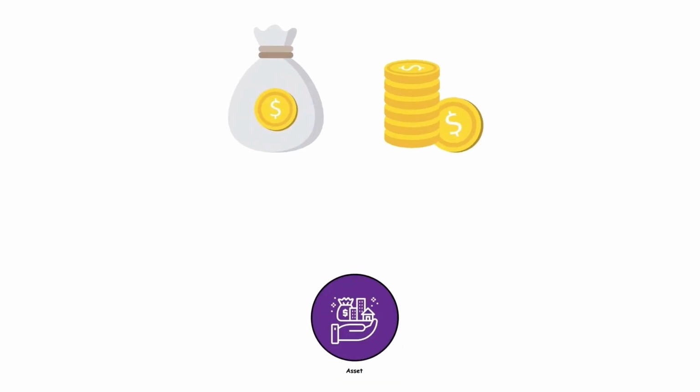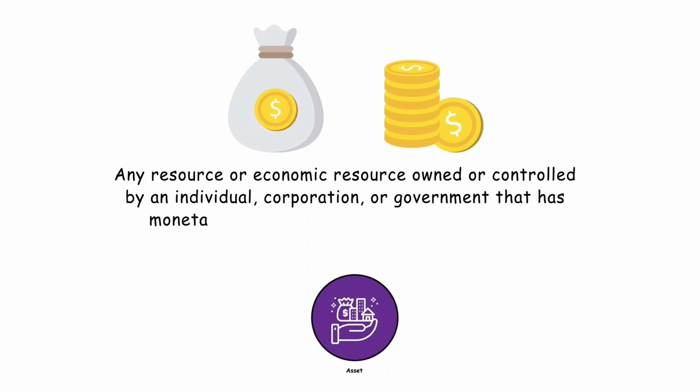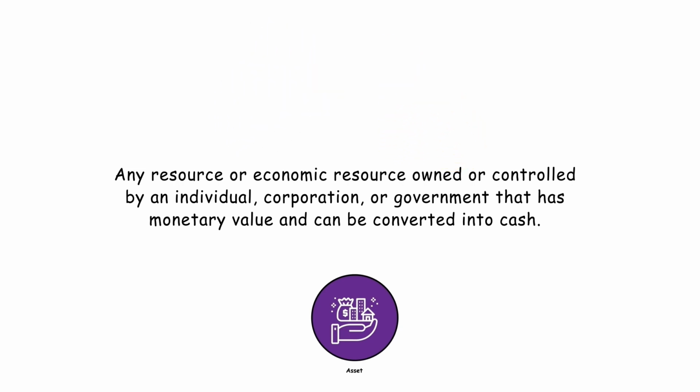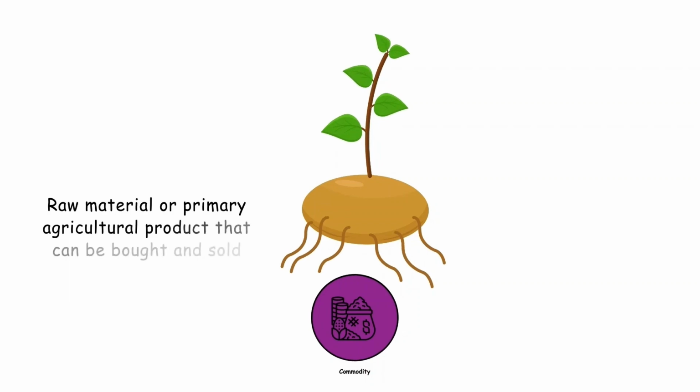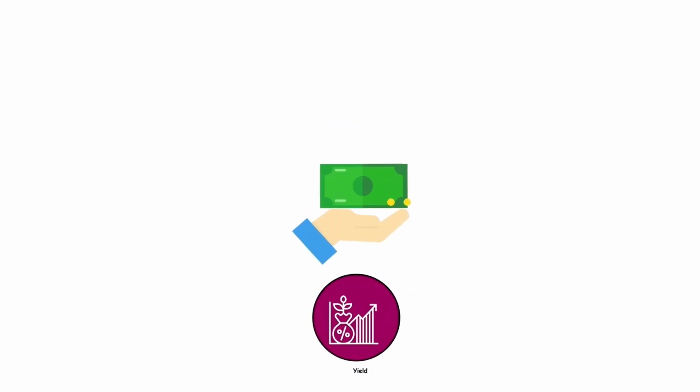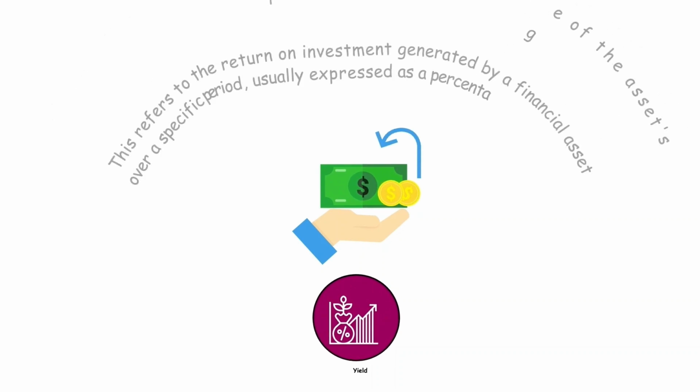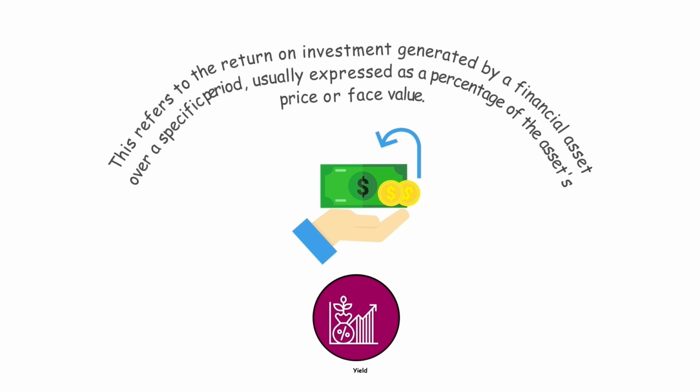of clients. Going long. It refers to the process of buying a financial asset with the expectation that its price will rise over time. Asset. This is any resource or economic resource owned or controlled by an individual, corporation, or government that has monetary value and can be converted into cash. Commodity. This is a raw material or primary agricultural product that can be bought and sold, such as gold, oil, wheat, or natural gas. Yield. This refers to the return on investment generated by a financial asset over a specific period, usually expressed as a percentage of the asset's price or face value.